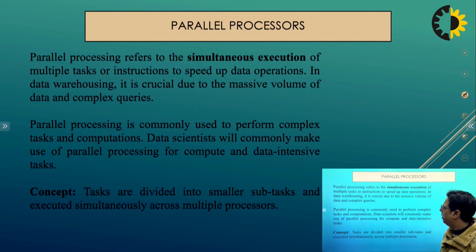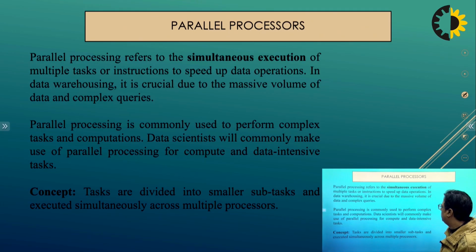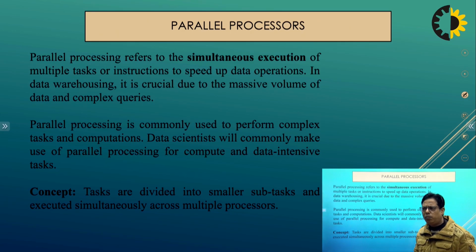Now, parallel processing refers to the simultaneous execution of multiple tasks or instructions to speed up data operations. In data warehousing it is crucial due to the massive volume of data and complex queries. Parallel processing is commonly used to perform complex tasks and computations. If the number of complex problems increases, we need multiple processors at a time. So a single problem is divided into subproblems, and these subproblems are provided to multiple processors, and all the solutions are integrated and provided to the users and clients according to the requirements.